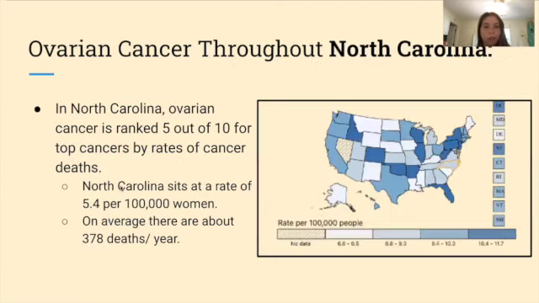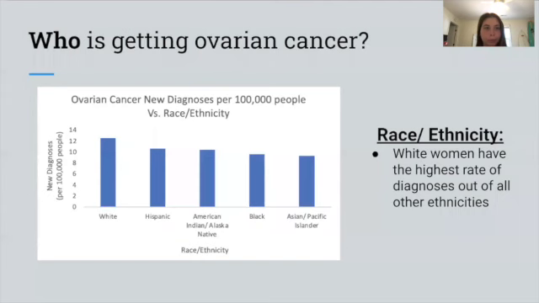This shows ovarian cancer throughout North Carolina. Ovarian cancer is ranked 5 out of 10 for top cancers in North Carolina. That's on average about 378 deaths per year. So who's getting ovarian cancer? This is by race and ethnicity. As you can see, white women have the highest rate out of all diagnoses. Out of all other ethnicities, they rank about 12 to 13 new diagnoses per 100,000 people.